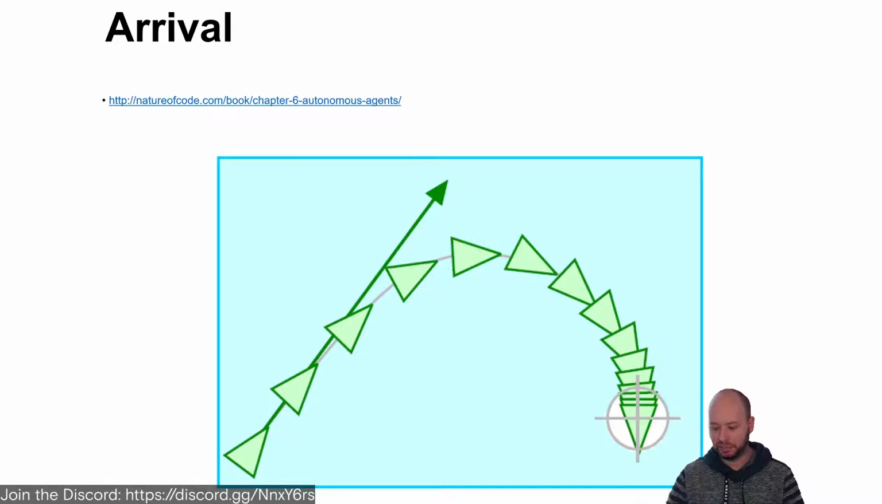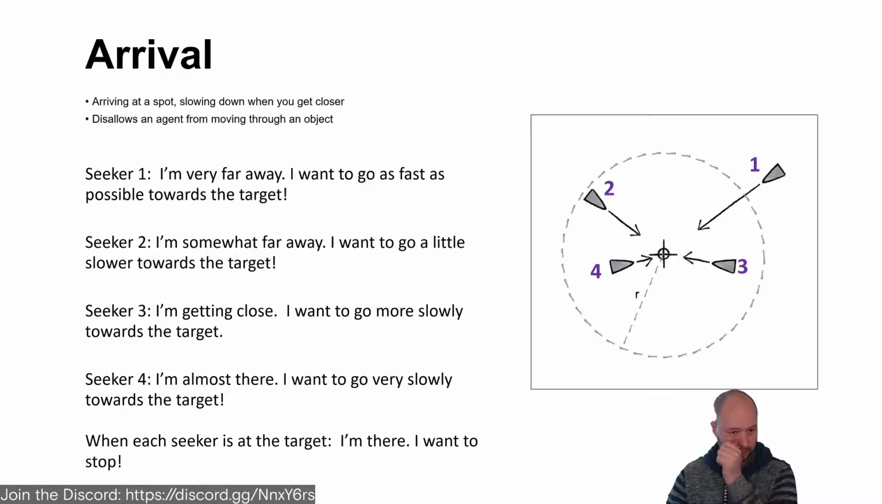But generally speaking, if you're seeking something, you want to start to slow down as you get closer to it. When you're really far away, you want to go as fast as you possibly can at your target. When you're still far away, you want to start to slow down. You want to predict your trajectory. As you're getting closer, you want to go even slower. And when you're almost there, even slower. And when you're at the target, then you want to stop.